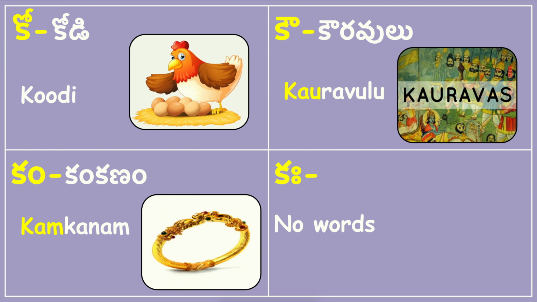Kauravulu, these are the mythological persons in the Mahabharata. Kankanam, which is a bangle. Kaha, and there are no words after that.